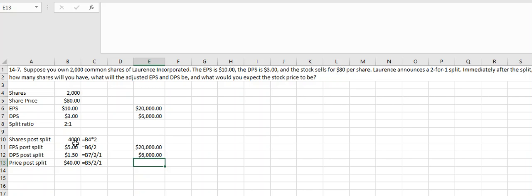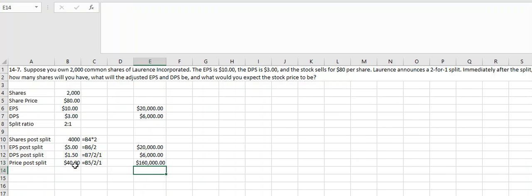So notice what's happening here. We just increased the number of shares from 2,000 to 4,000. That means now the price has gone from 80 to 40 to reflect that amount. So if we went to our market cap, 4,000 times our 40 per share, we see the market value of our equity is 160,000, and pre-split it was also 160,000. So the split has only changed our number of shares. The amount of earnings we have in dollar amount has not changed. The amount of dividends we're receiving has not changed, and the market value of our equity has not changed.